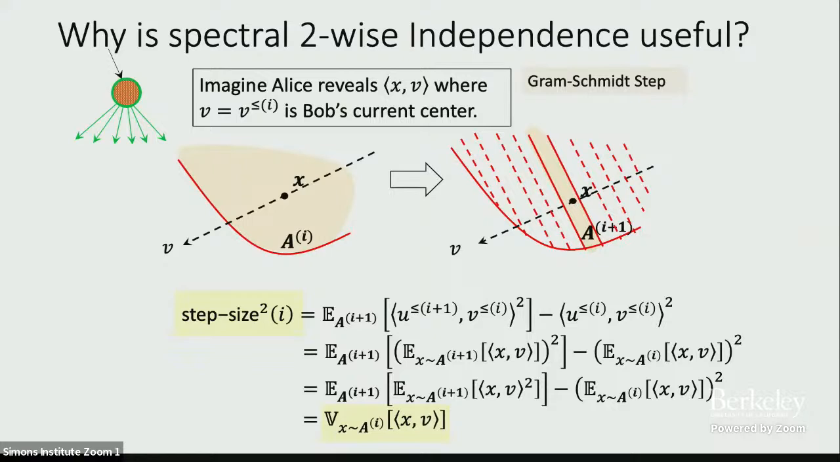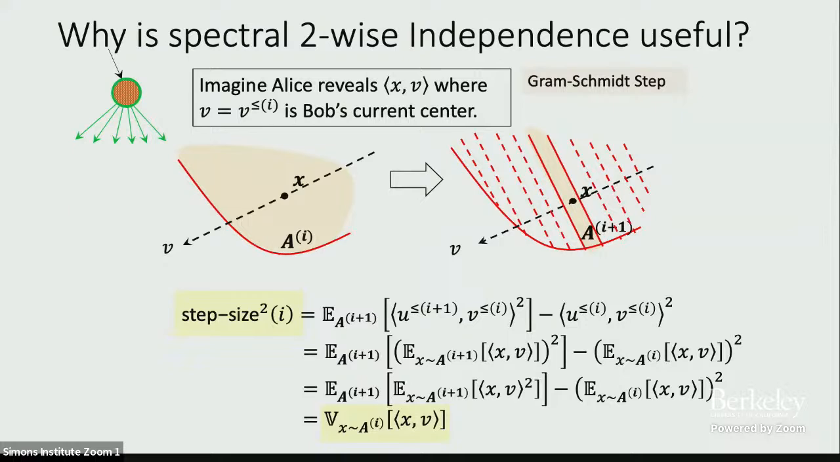So let's see why this is true. It's not too hard to see. So what is the change in the martingale? This is the expected change in the martingale as a result of this step. So what is this quantity? This is the value of the martingale at time I+1. This is the value of the martingale at time I, and we're computing the difference between the expected squares. So this is the step size square. And now I'm just going to replace the center by the definition of the center. So this U is basically the expectation of a random point sampled from Alice. So here I'm just replacing U by its definition and replacing U here by its definition.